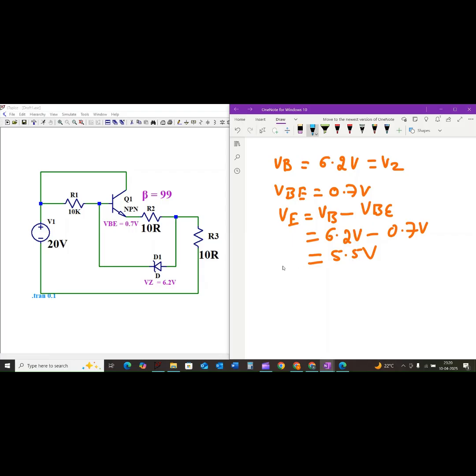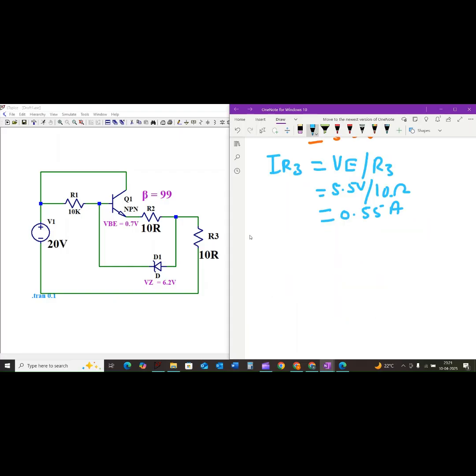We can easily calculate the current flowing through the resistor R3. Let us call it IR3. Using Ohm's law, IR3 is equal to VE divided by R3, which is equal to 5.5 volt divided by 10 ohm. Simplifying this, we get 0.55 ampere. So based on the assumption that the Zener is in breakdown, we get a current of 0.55 amps through the resistor R3.